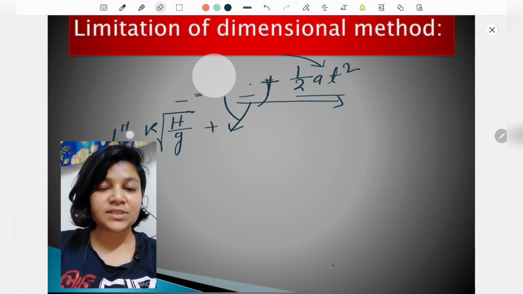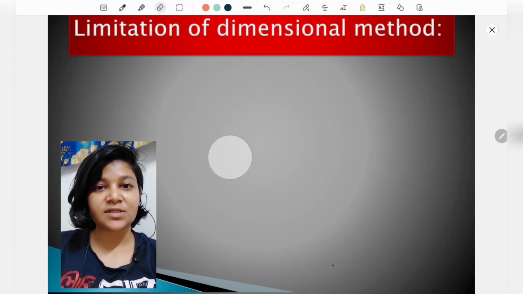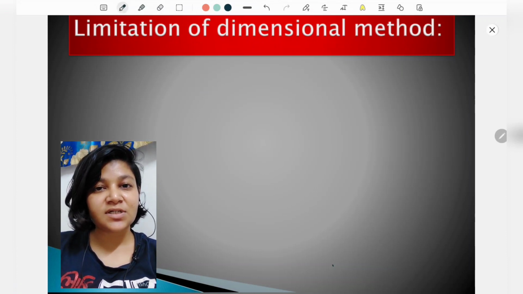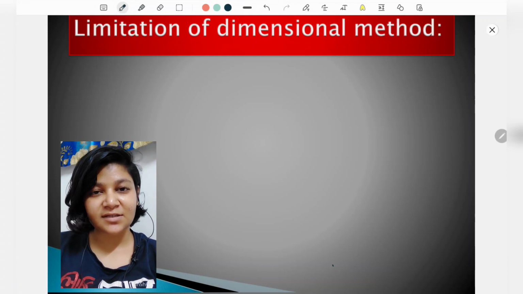This is all for today's class. In our next session, we will learn about errors in measurement. We will also talk about significant figures. We will learn about vernier scale and the slide calipers, the screw gauge.